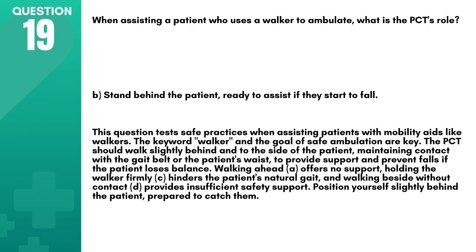Answer B. Stand behind the patient, ready to assist if they start to fall. This question tests safe practices when assisting patients with mobility aids like walkers. The keyword walker and the goal of safe ambulation are key. The PCT should walk slightly behind and to the side of the patient, maintaining contact with the gait belt or the patient's waist, to provide support and prevent falls if the patient loses balance.